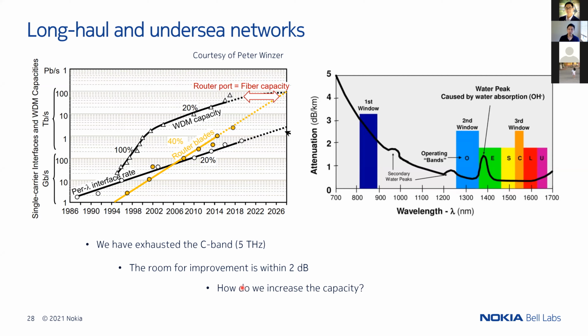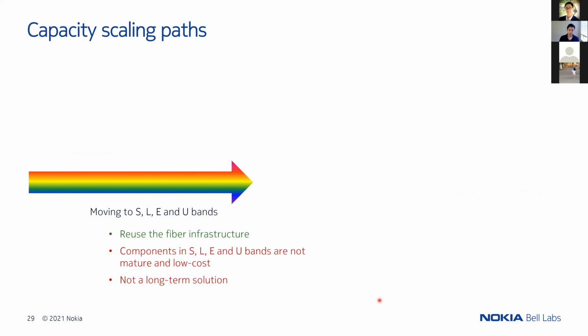So the question is, how do we increase the capacity further? One obvious approach is to move to other bands. We can move to the S band, L band, E band, U band, and so on, so we can keep reusing the fiber infrastructure. However, components like amplifiers, lasers, and multiplexers for these bands are not mature enough and they are not low cost. So there is a lot of hesitation in moving even to the L band. Also, this is not a long-term solution because the fiber doesn't allow us to use more than 13 terahertz of continuous bandwidth, because of the Raman effect.